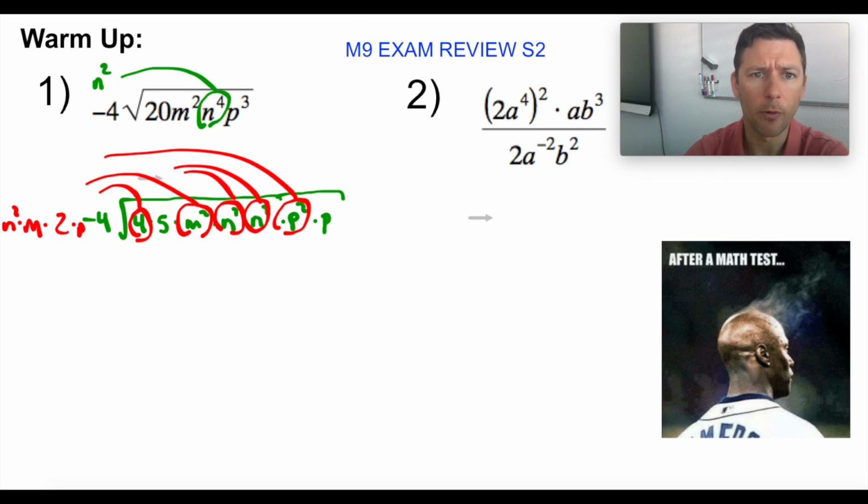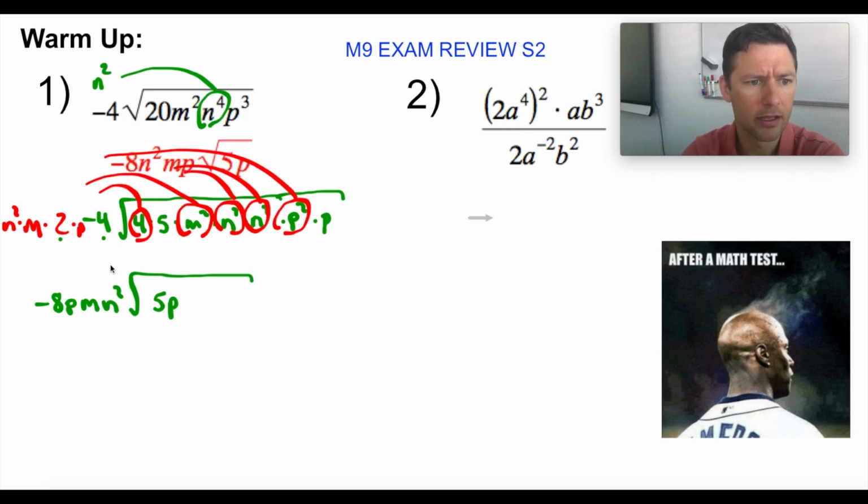Cool? So out front, we have 2 times -4, right? So -8. And p and an m and an n squared. If you're a true math nerd, the variables would be in alphabetical order. And what's left inside is a 5 and a p. 5 and a p. Cool. Let's check and make sure we're good with that. Yeah, that looks good. Okay.